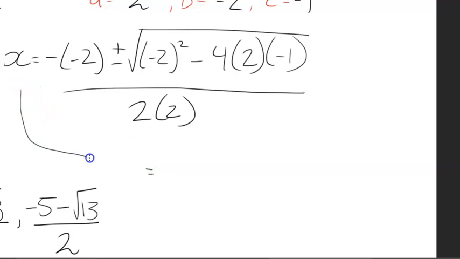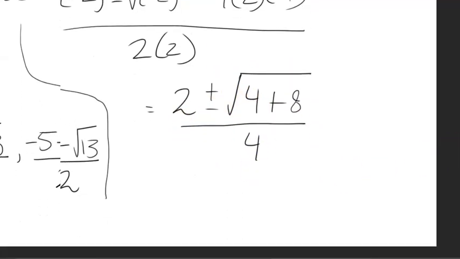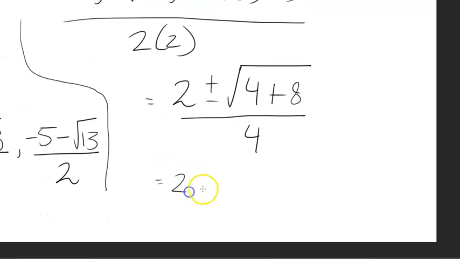Alright, let's get this further down. I'm just going to put a line there to indicate that was the previous one. So negative negative 2 is 2, plus minus the square root of negative 2 squared will give me 4. That part will always be a positive. Minus 4 times 2 times negative 1, so this will be plus 8. 4 times 2 is 8, so negative 4 times 2 is negative 8, times the negative 1, so positive 8, all over 4. Okay, so this will give me 2 plus minus root 12 all over 4.